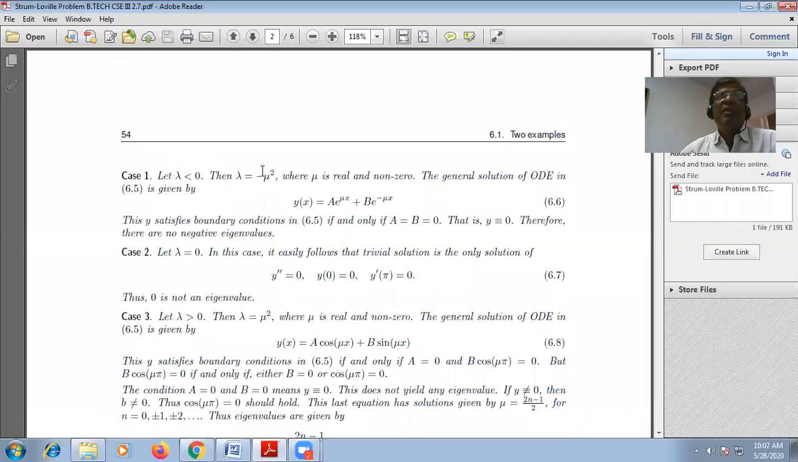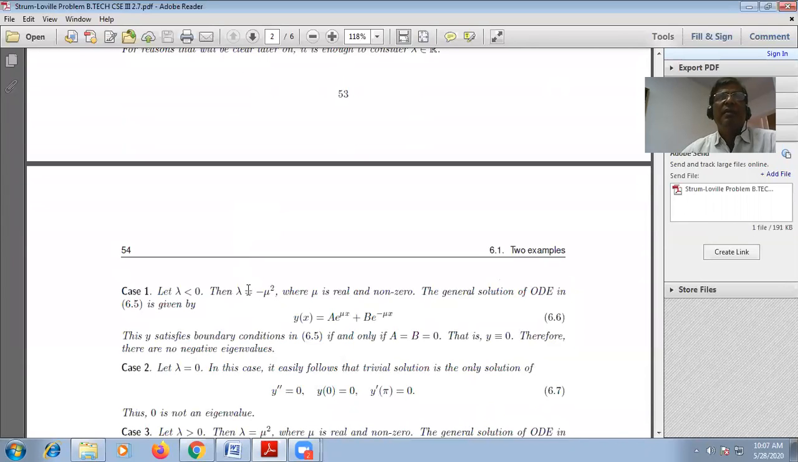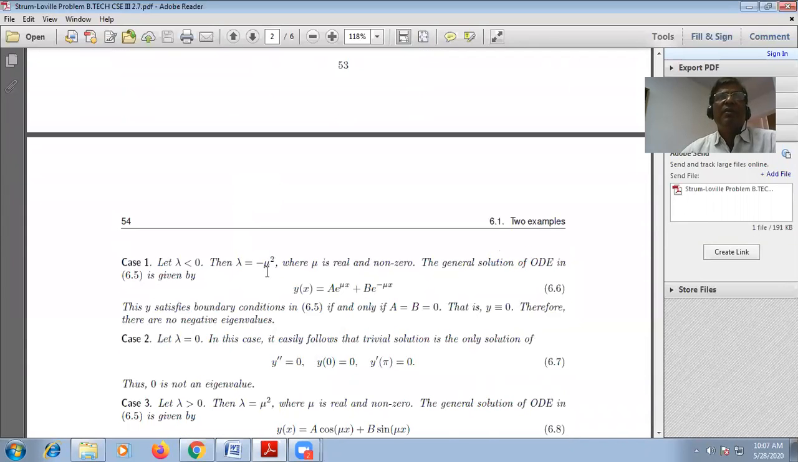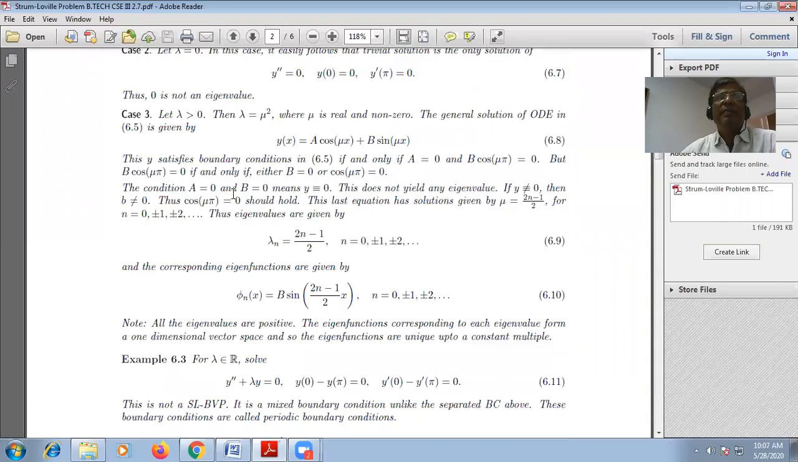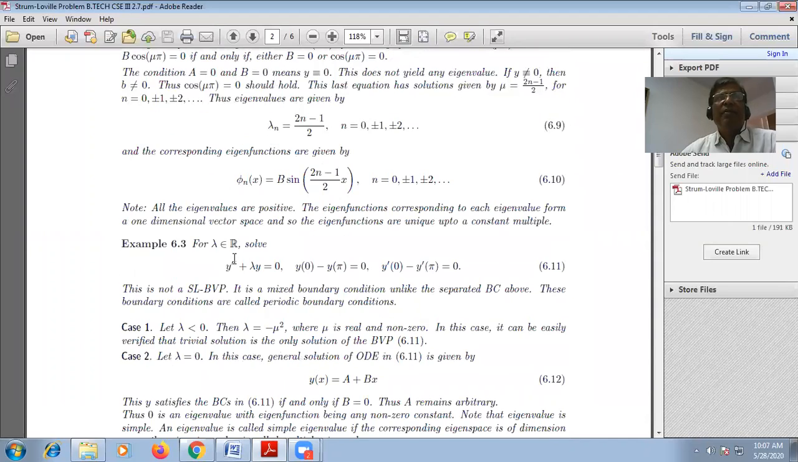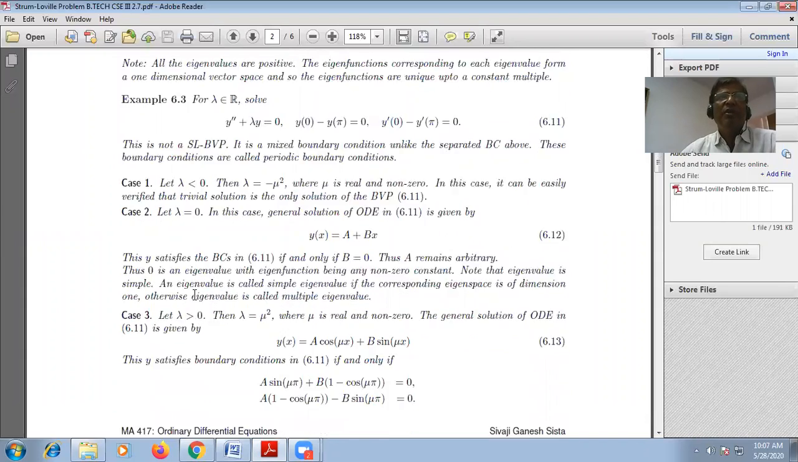So if this is equal to 0, then by this result you can find lambda equal to this. So students, it is very easy for you to understand. And another example of this Sturm-Liouville problem is this. This is also based on the same logic.